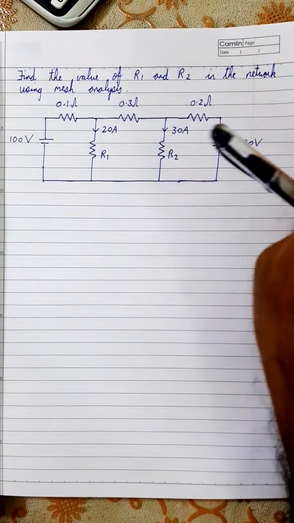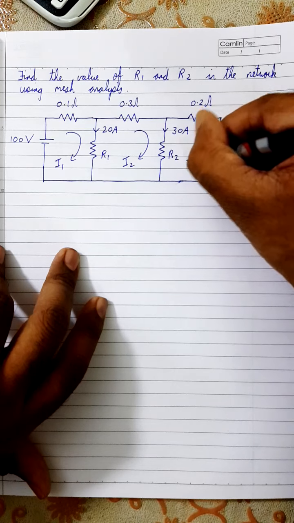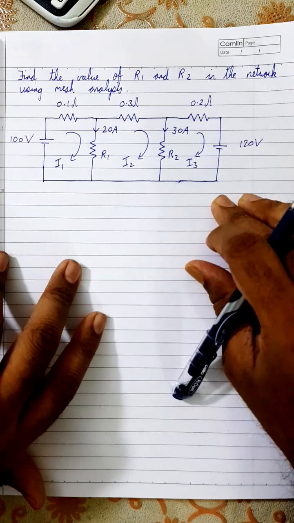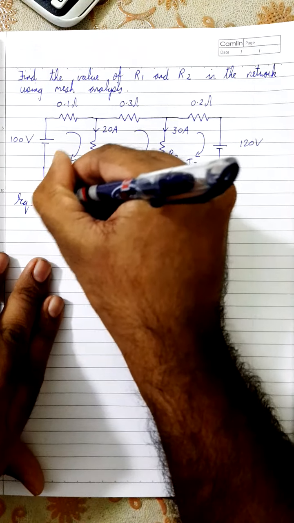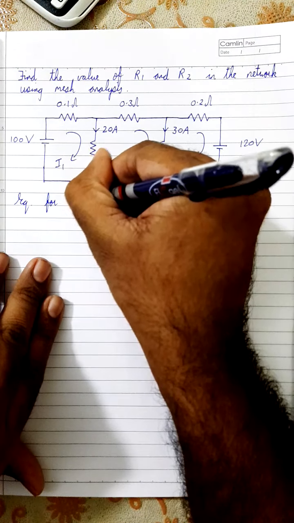So here, as usual, I mark the mesh currents I1, I2 and I3. Then I write the equations for mesh 1, mesh 2 and mesh 3. So the equation for mesh 1. Like I said before, there is no need of writing this equation in terms of I1, right? We just need to apply Kirchhoff's voltage law in this equation. That's all. Okay, so what is Kirchhoff's voltage law in this equation?